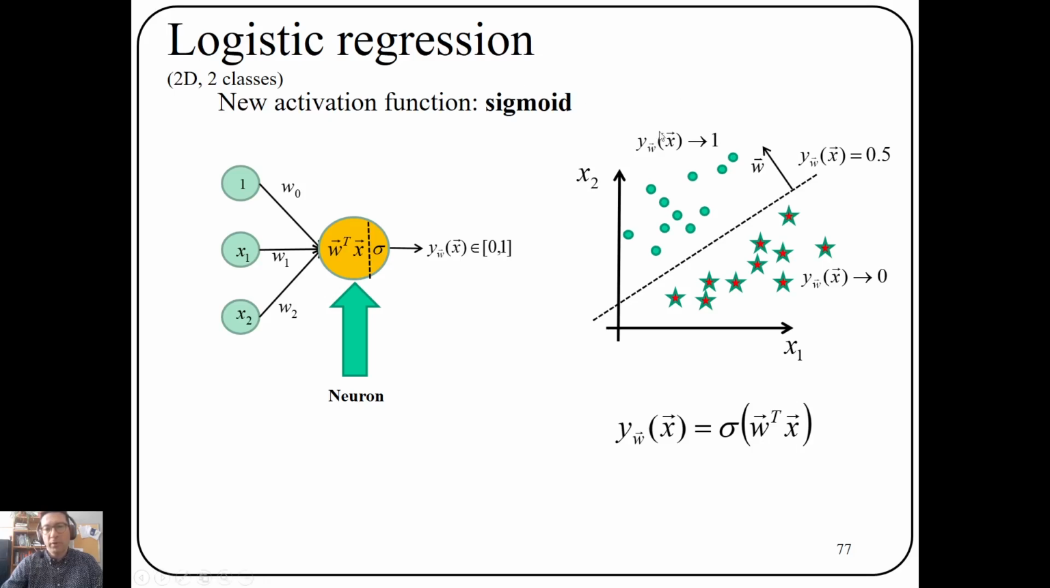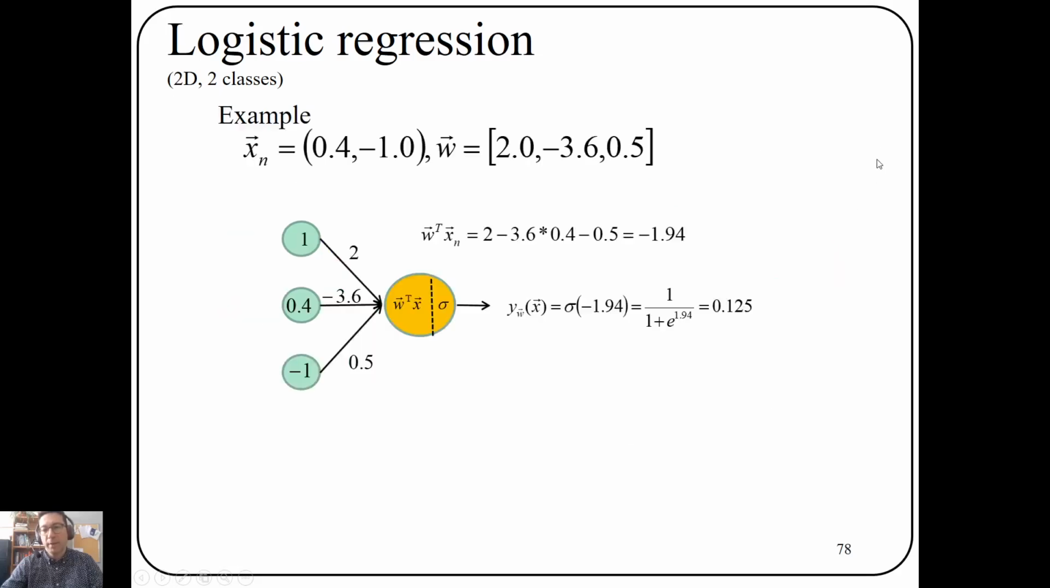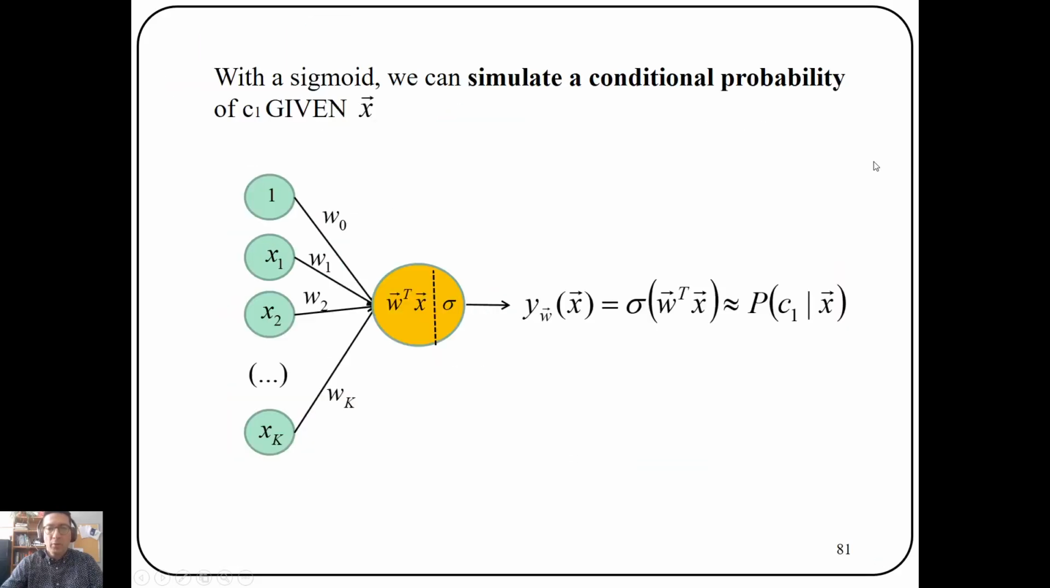So the system will be very confident, so it will assign a large probability of being assigned to this class. Whereas on the other hand, if a point falls far behind the separation line, then the probability of being assigned to the circle class will fall to 0. And if a point is exactly on the separation line, then the probability of being assigned one or the other class is 50-50, 0.5.